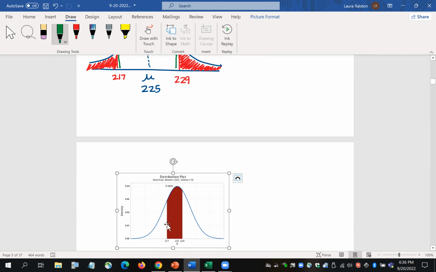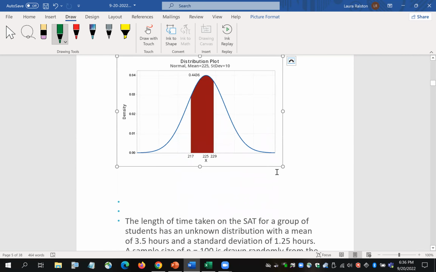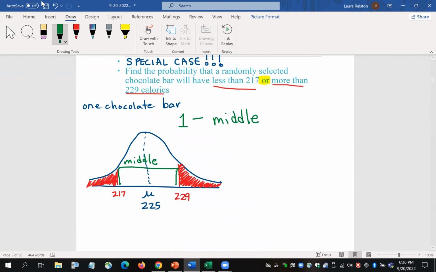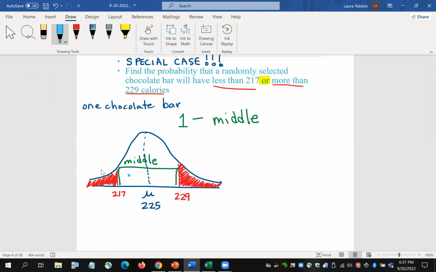Notice that on the graph that Minitab created, I have this center part colored, not the tails. Again, because we did the middle. So it tells me that that middle is 0.4436. So I've calculated that this middle, the area here in the middle, is 0.4436. But I don't want what's in the middle. I'm going to take it out.